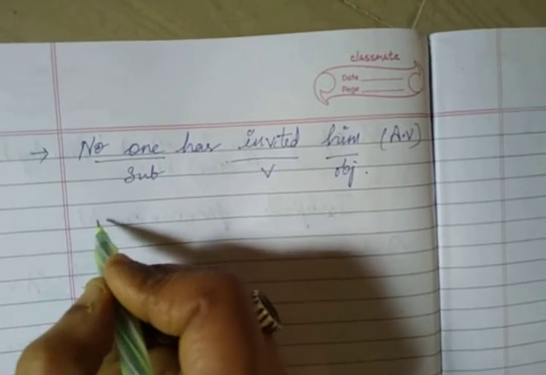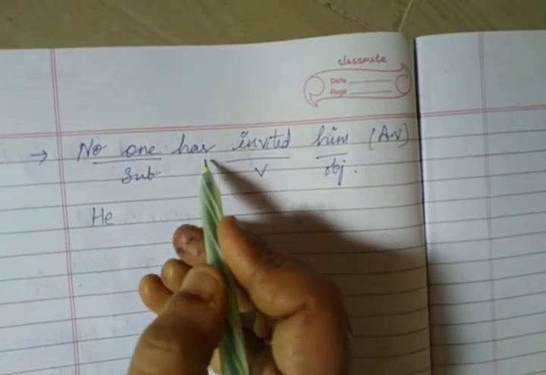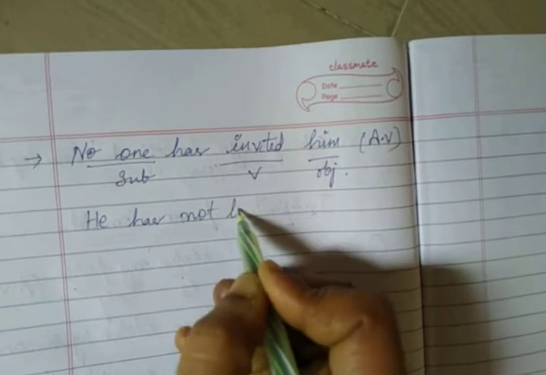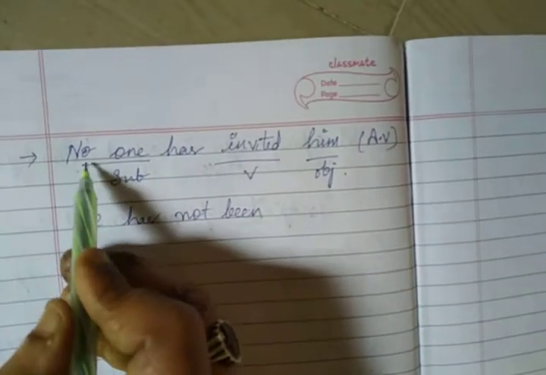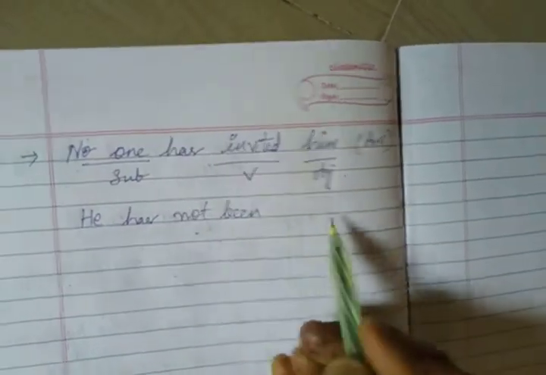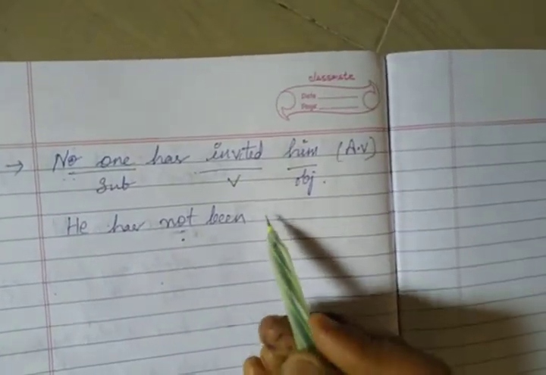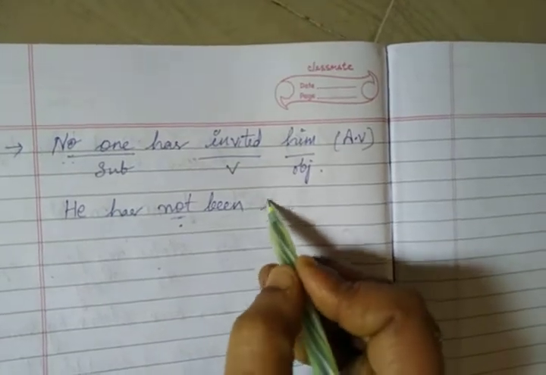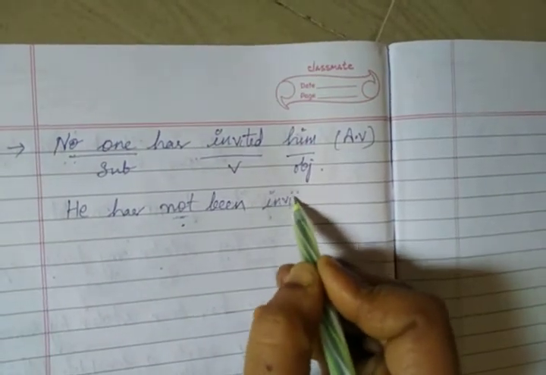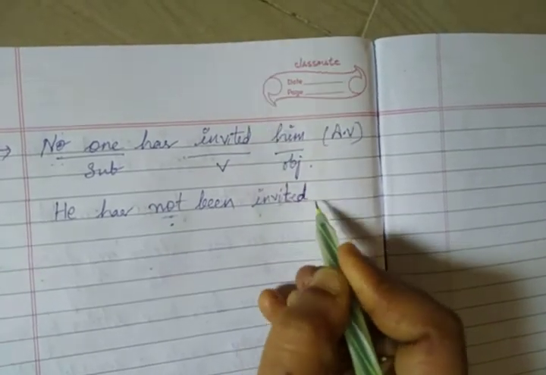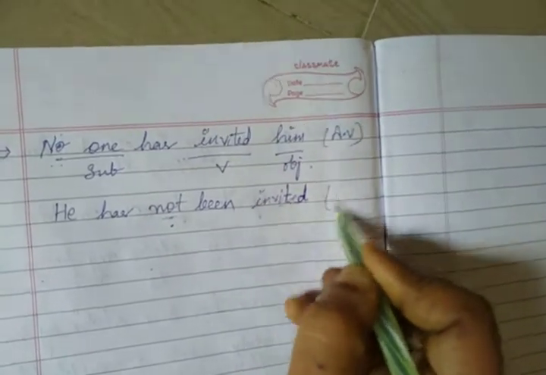What is the passive voice? It is in the perfect tense. So, he has not been. Here, no one, so there should be a not. It's in negative form, so you use not over here. He has not been invited. It is a passive voice.